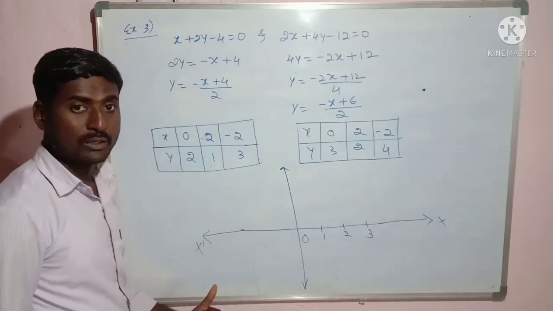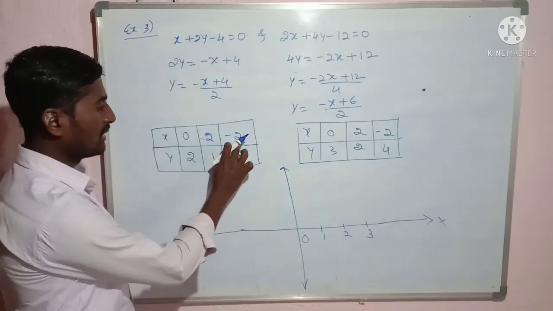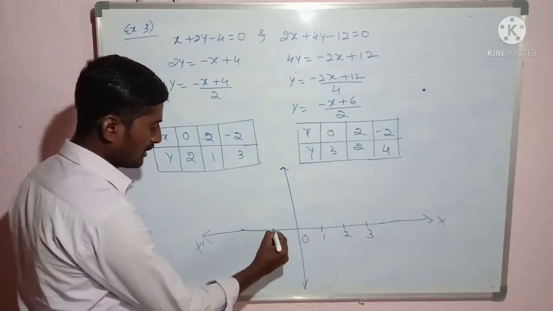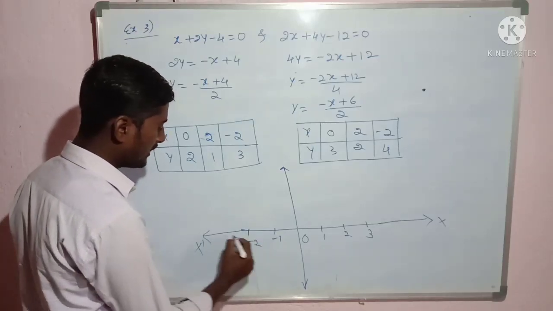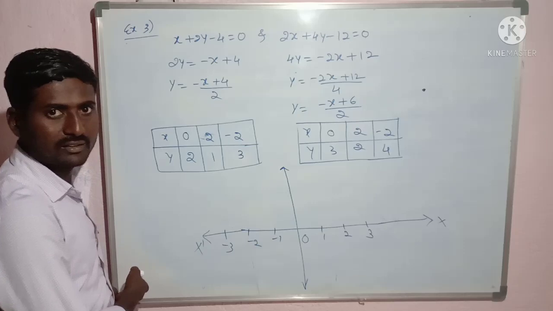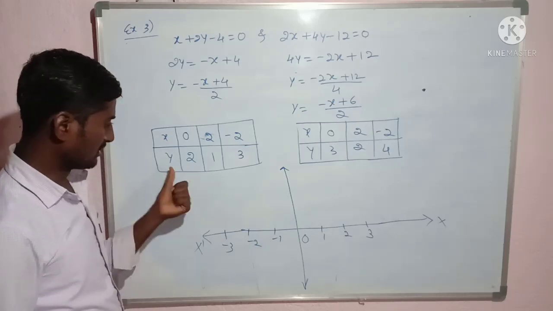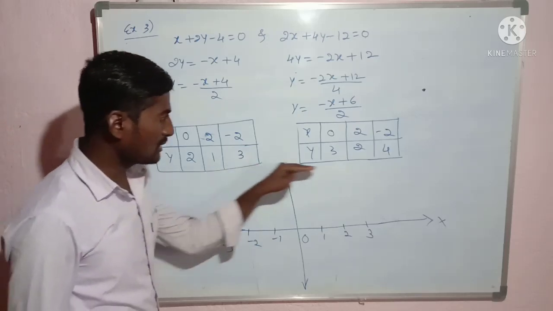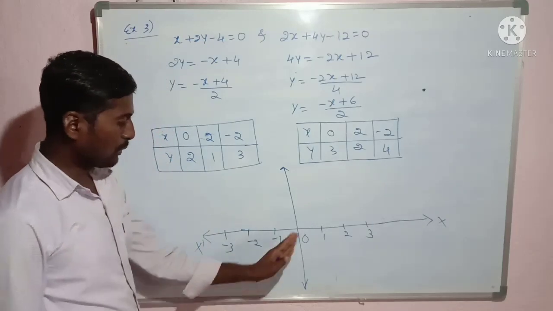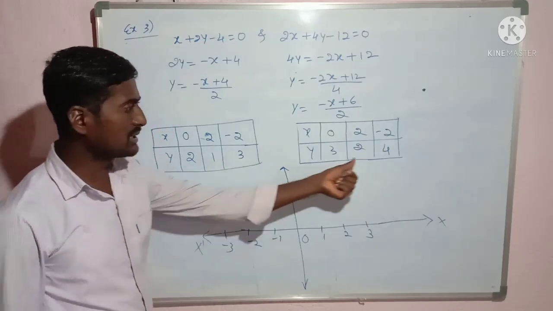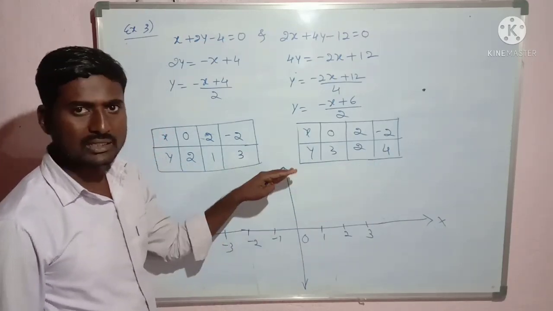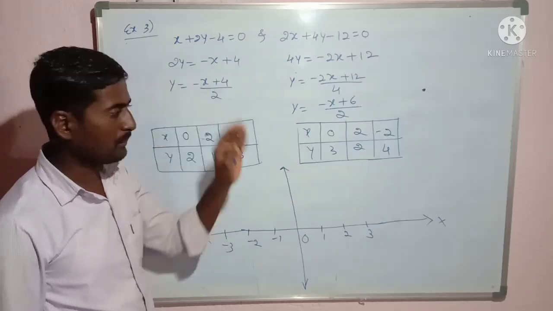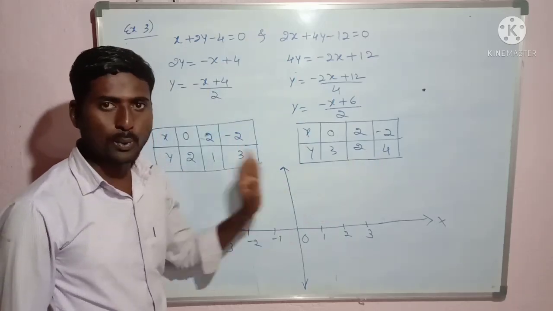Then I will come to negative values of x. Here I have taken a minus 2 maximum. So minus 1, minus 2, minus 3 and so on you can extend it. Then now, observe the values of y. On the positive side, the maximum value is 4. Up to 4 you can take, and up to 4 you use the points.